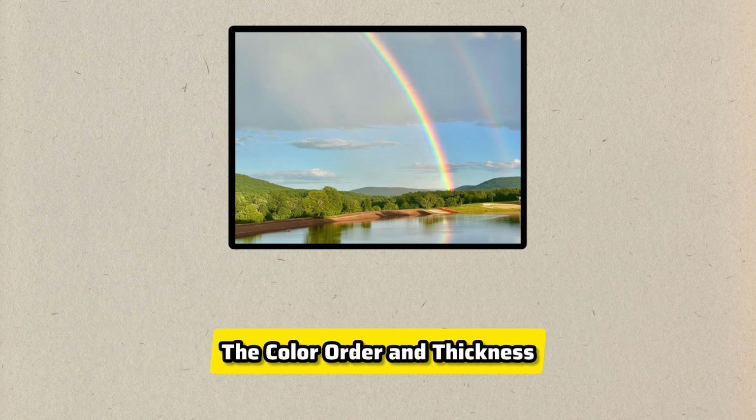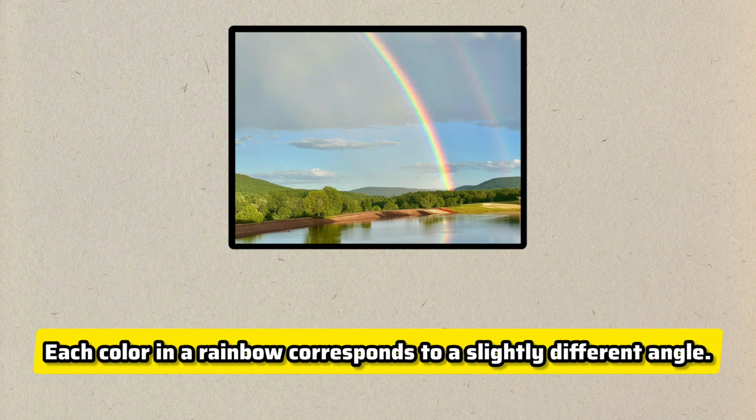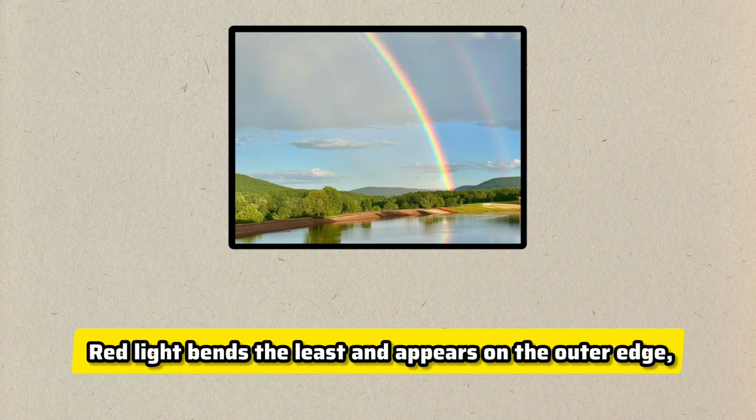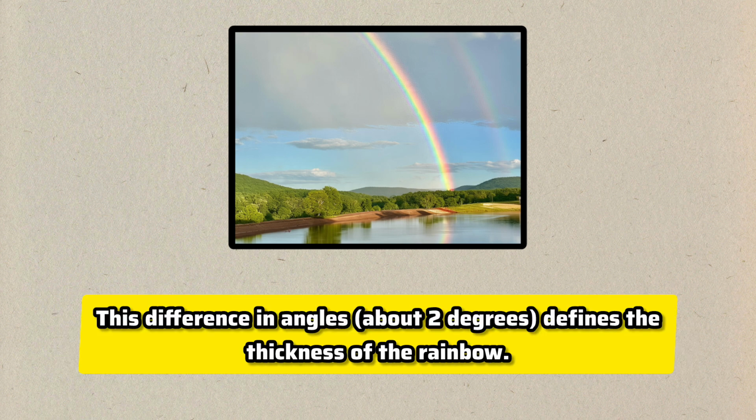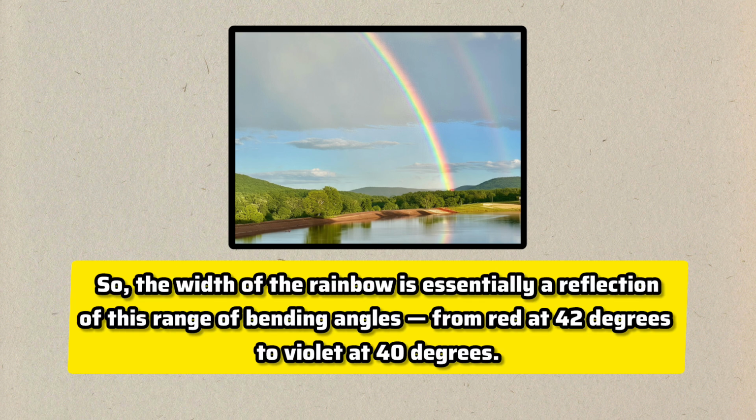The color order and thickness. Each color in a rainbow corresponds to a slightly different angle. Red light bends the least, so it appears on the outer edge, while violet bends the most and appears on the inner edge. This difference in angles, about 2 degrees, defines the thickness of the rainbow. So, the width of the rainbow is essentially a reflection of this range of bending angles, from red at 40 degrees to violet at 40 degrees.